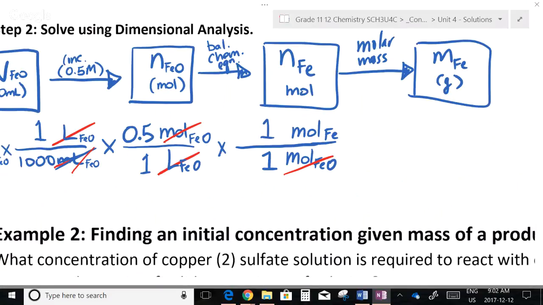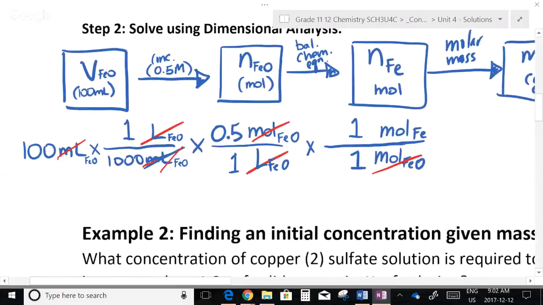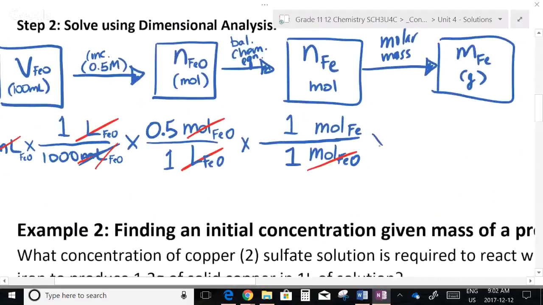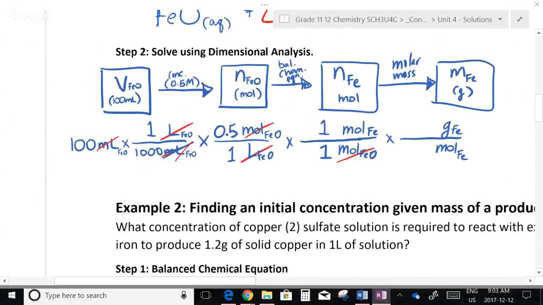And the last thing then, the question doesn't ask me how many moles of iron I'll get. The question asks me how many grams of iron. So what am I going to have to multiply by? Moles of what on the bottom? Good. And on the top? Very good. All right, and take a minute and find that and do the calculation. And use sig figs, please.